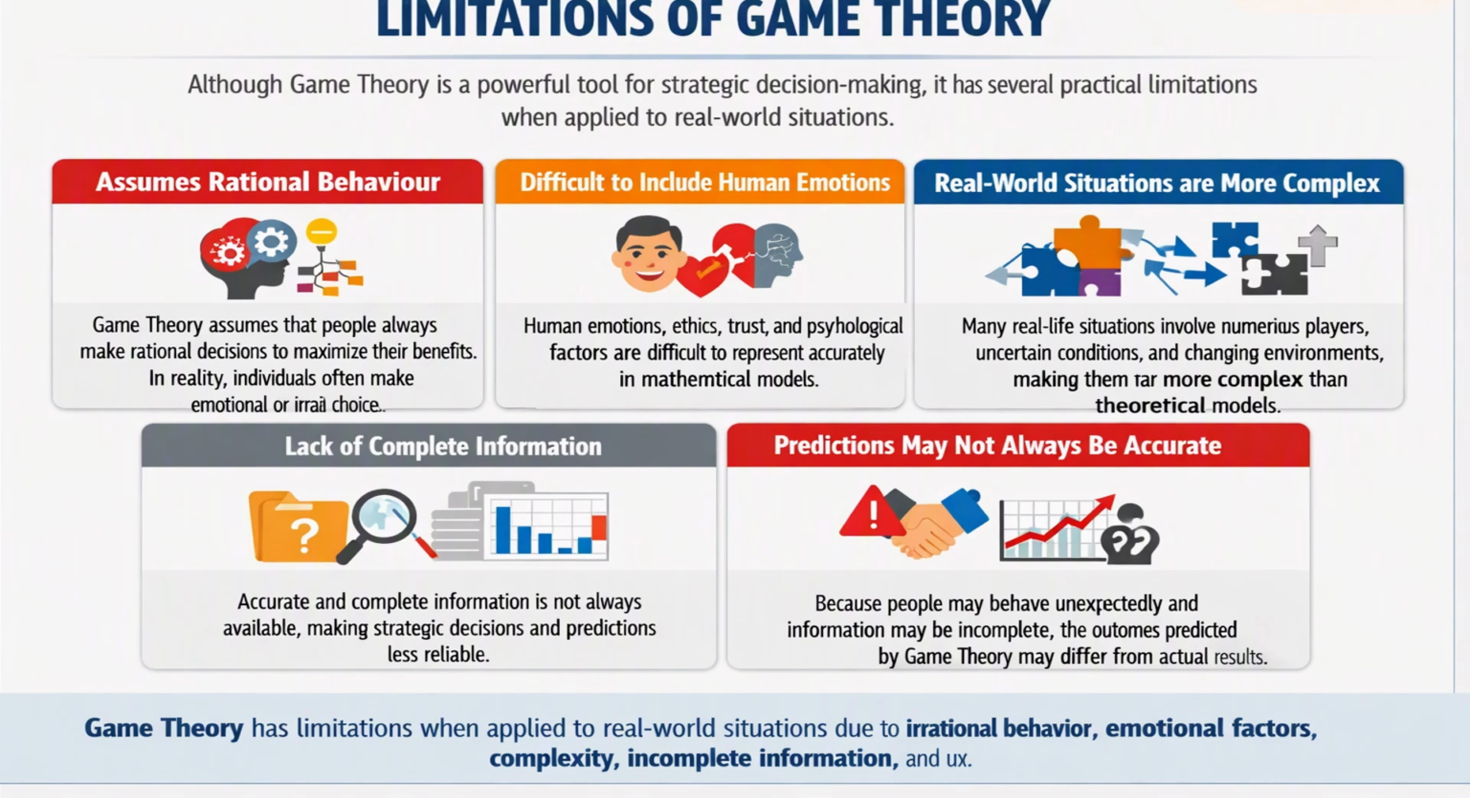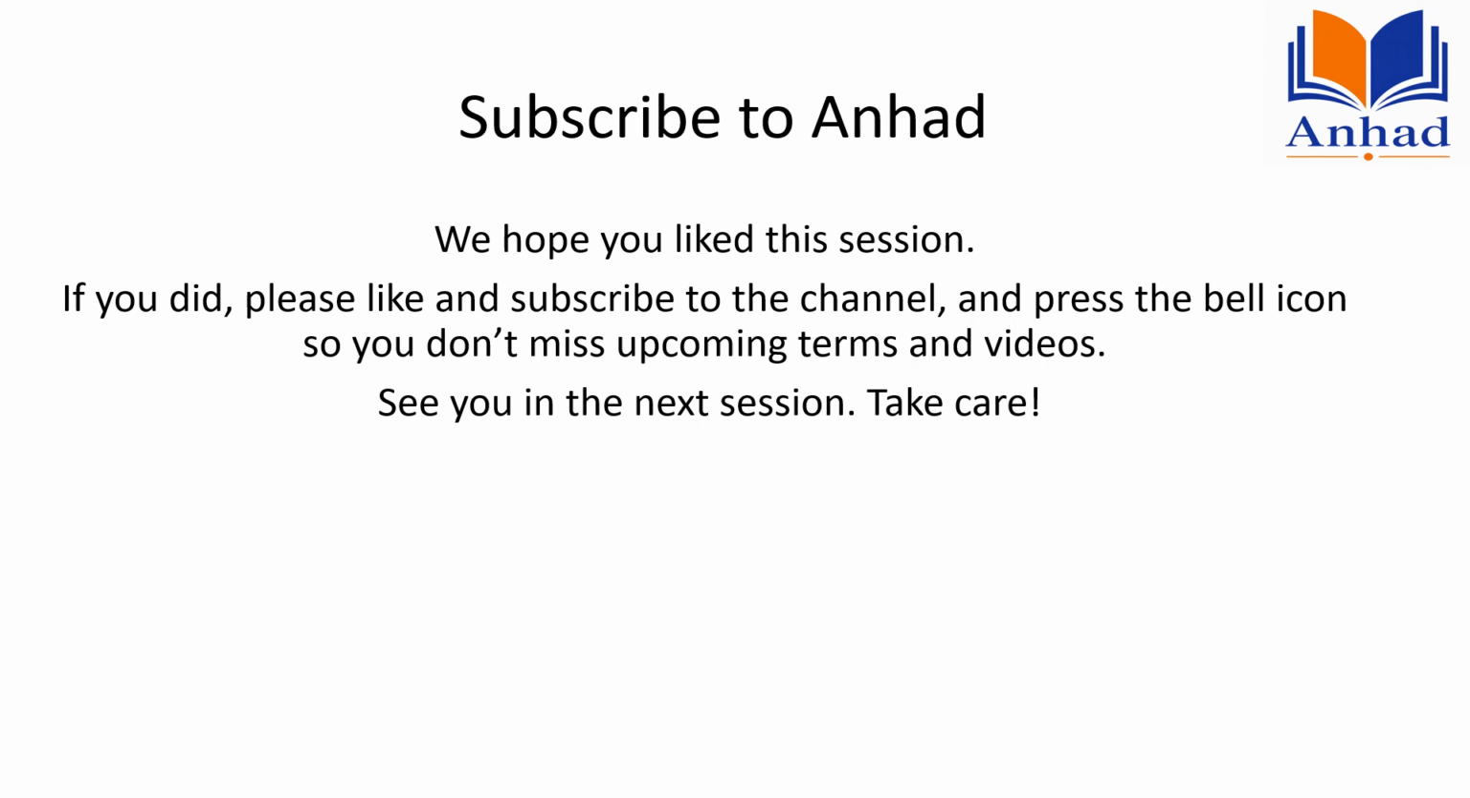To conclude, game theory is a powerful tool for understanding strategic decision-making. It explains how individuals, firms, and governments make decisions when their outcomes depend on the actions of others. By understanding concepts such as players, strategies, payoffs, Nash equilibrium, and the prisoner's dilemma, we can analyze competition, cooperation, and decision-making more effectively. Game theory is widely used in economics, business, finance, politics, artificial intelligence, and management, making it one of the most important analytical tools in modern decision-making.